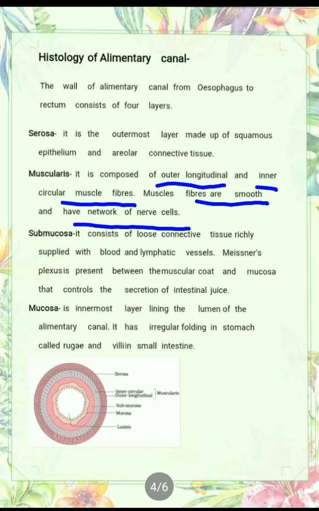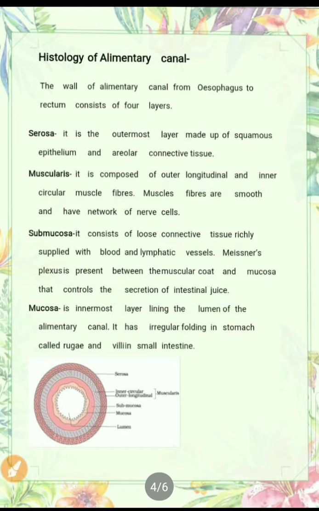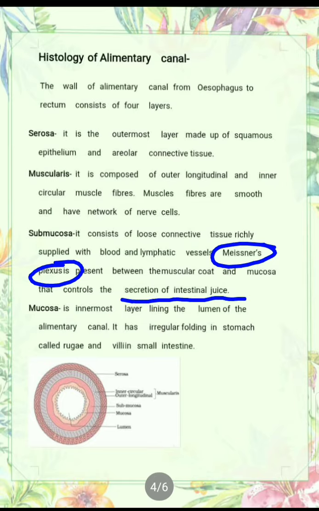The third layer is the submucosa. It consists of loose connective tissue which is richly supplied with blood and lymph vessels. Meissner's plexus is present between the muscular coat and mucosa. It is the plexus which helps in the secretion of intestinal juice. We will study about intestinal juice later.